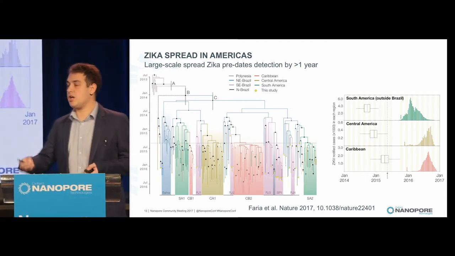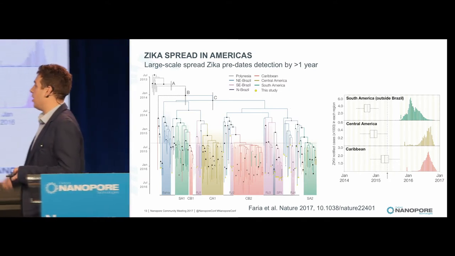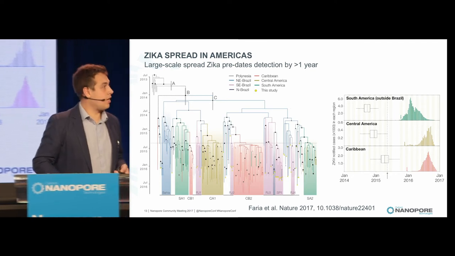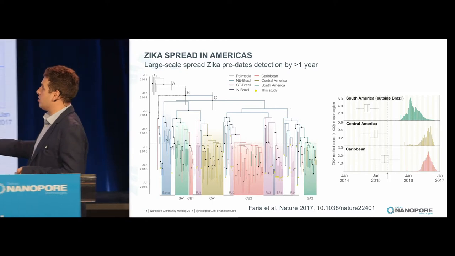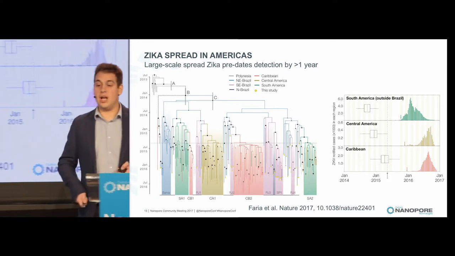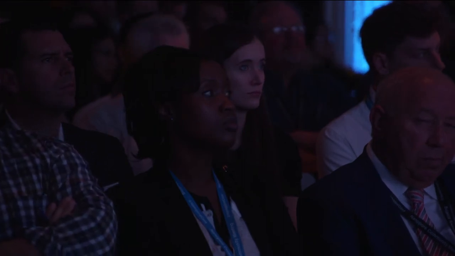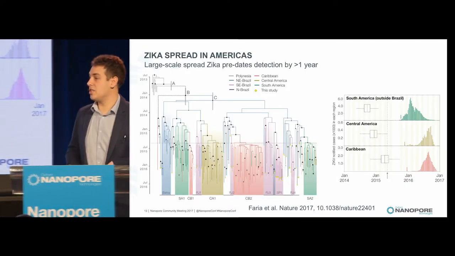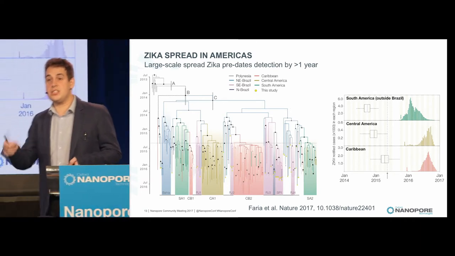The phylogenetic reconstruction tells you that there was a huge amount of circulating diversity in the Americas long before that first clinical diagnosis. And we think that the introduction of Zika into the Americas was around this time point A, as early as maybe August 2013, and various other studies have corroborated this idea. And this is true outside Brazil, in Central America and the Caribbean. These arrows are the first clinical diagnosis in those respective locations, and this is our most likely time of introduction into those areas.